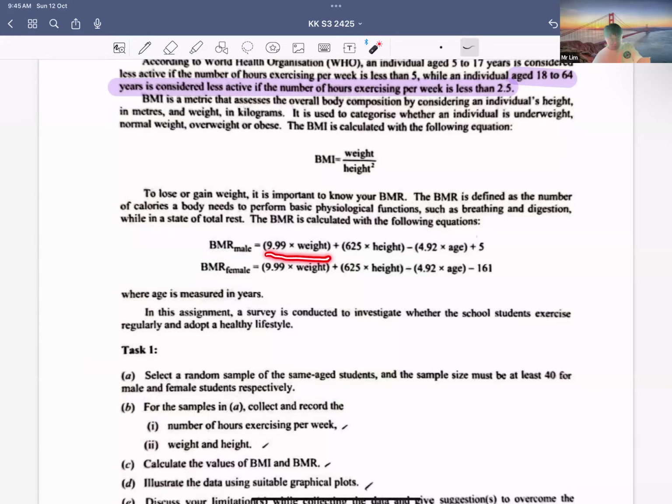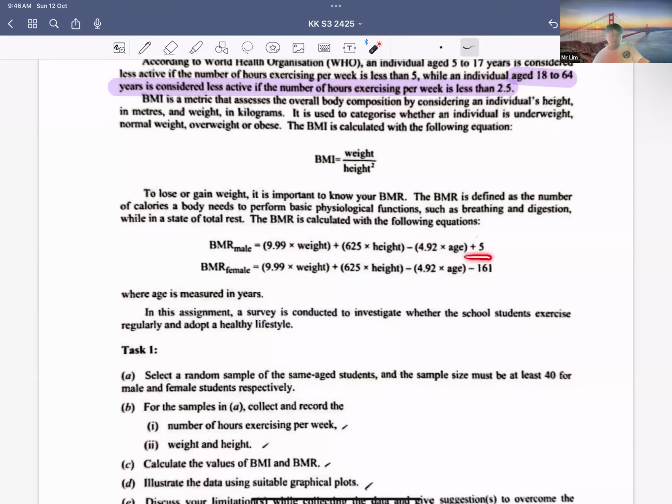9.99 times weight plus 6.25 times height. Remember, weight is in kg and height is in meters, and then minus 4.92 times your age. I believe that most of you are 19. If later in your questionnaire you can only choose one age, that means you only give the people who are the same age as you, or you choose a specific age. I think most of you choose 19, right?